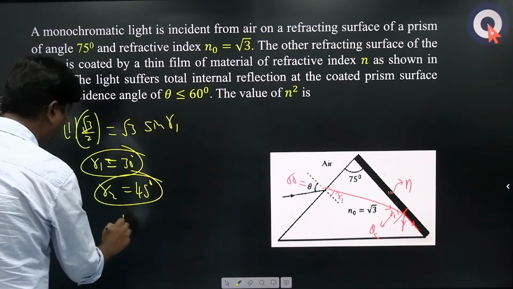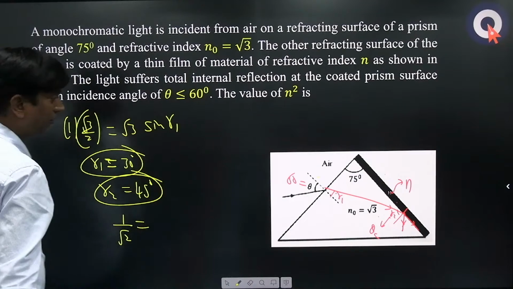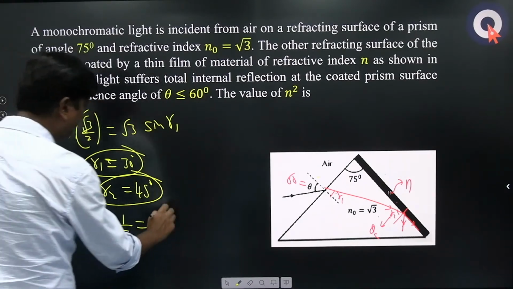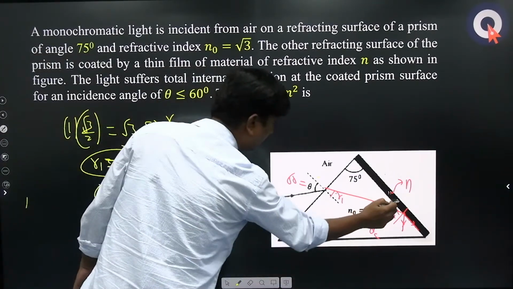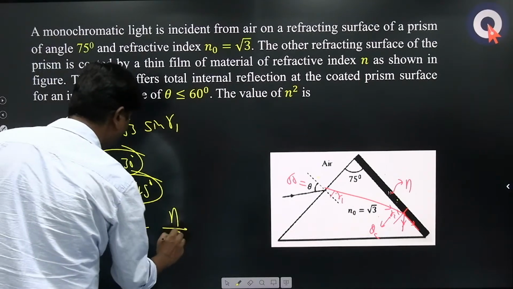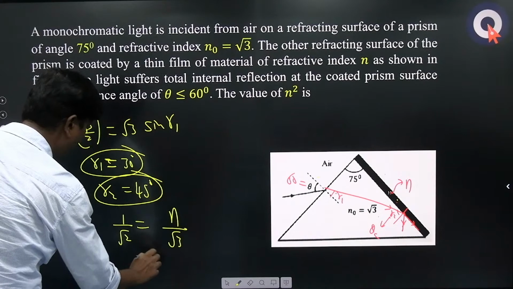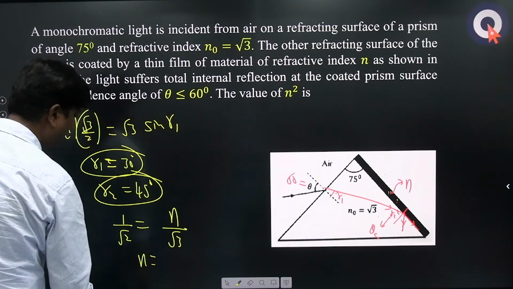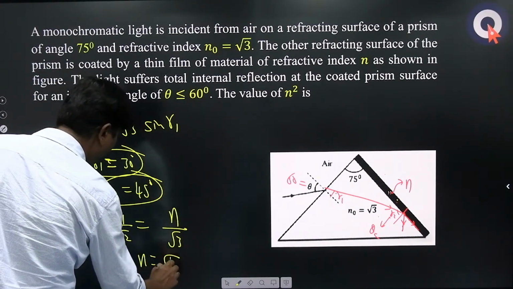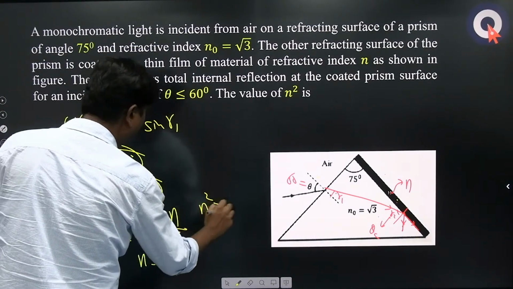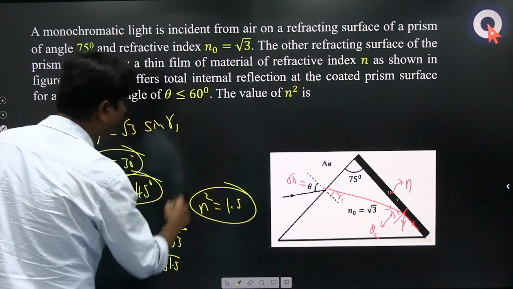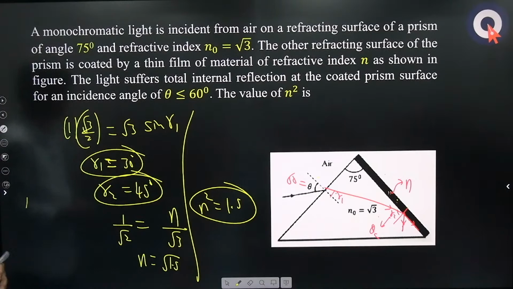Sine 45, 1 by root 2, is equal to the refractive index of rarer by denser. The refractive index of rarer is n, and denser is root 3. So n is equal to root 3 by 2, that is, root of 1.5. So n square is 1.5. Okay, clear? Simple question only.